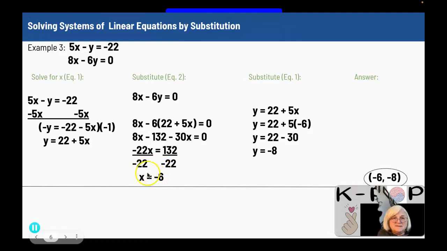I take that negative 6, I plug it in for the x, and y equals 22 plus 5x. So I did that over here, and I have 22 plus 5 times negative 6. 5 times negative 6 is negative 30. 22 minus 30 is negative 8. So my x is negative 6, and my y is negative 8. So my point of intersection is negative 6, negative 8.